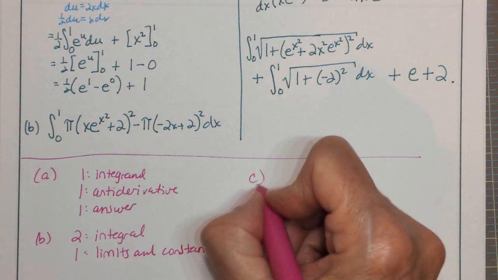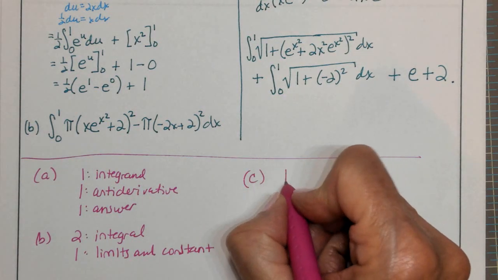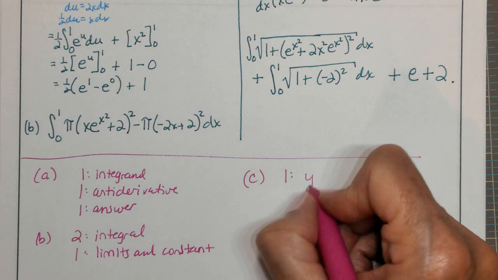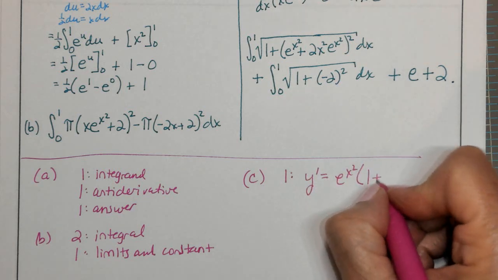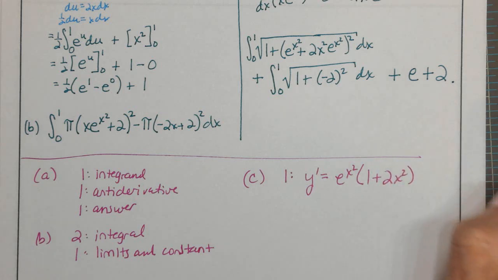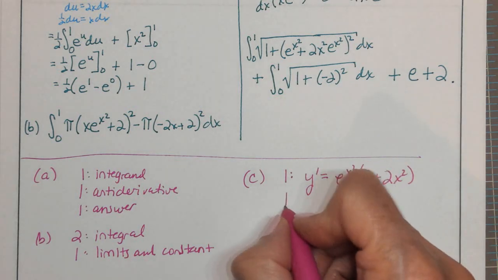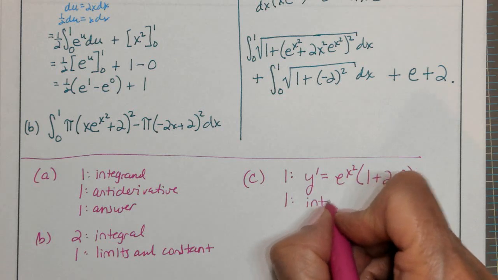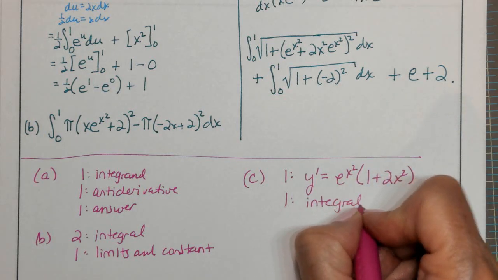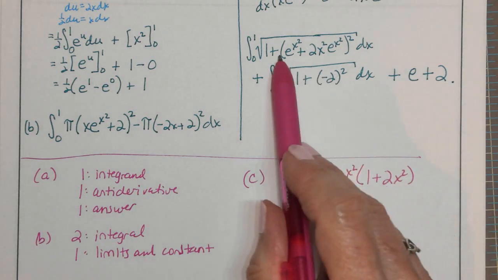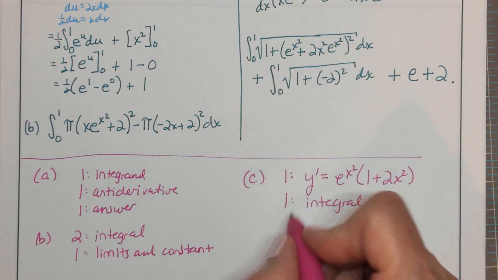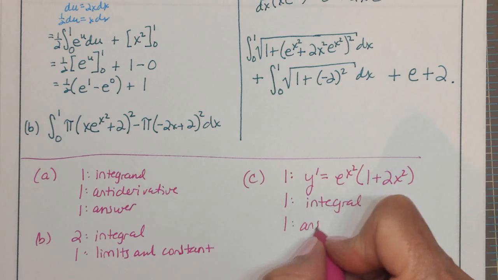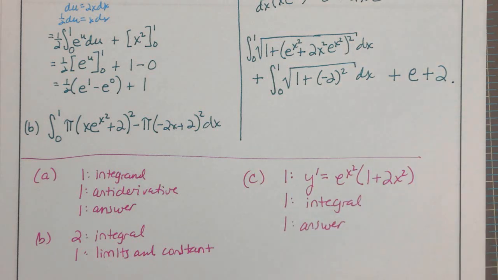And then for part C, 1 point was awarded for that derivative. Here's how they wrote the derivative, but it's the same thing that we had. 1 point was awarded for the integral. We had 2 integrals, but I think they're talking about this integral here. And then 1 point was for the answer, all the pieces together. So that's how that was scored that year.